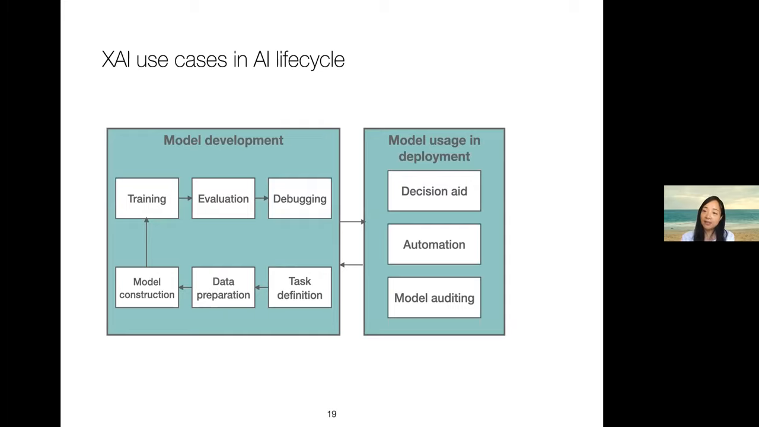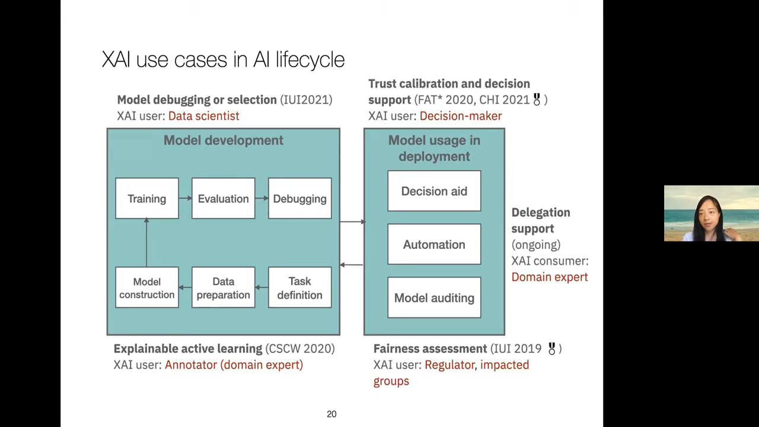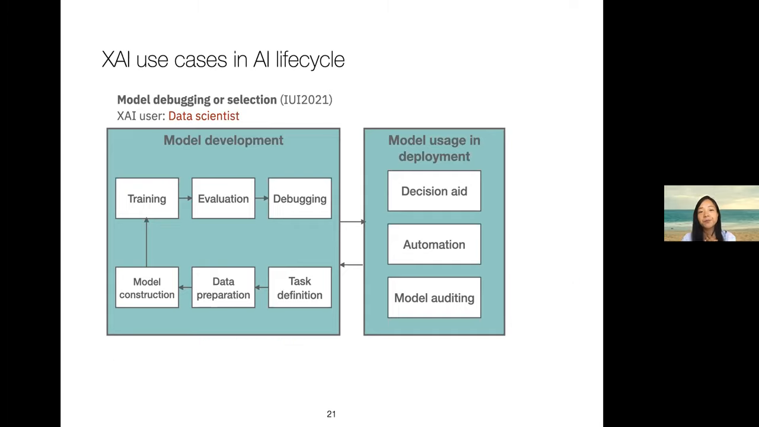There are different ways to think about what are some XAI use cases. One lens we look into is this AI lifecycle: how an AI model is developed, how it's used, and we also separate them into the development side and the deployment side. My colleagues, our interns, and I have looked into various kinds of use cases in this whole AI lifecycle. Today, I want to pick a few of them, which are also commonly talked about use cases.